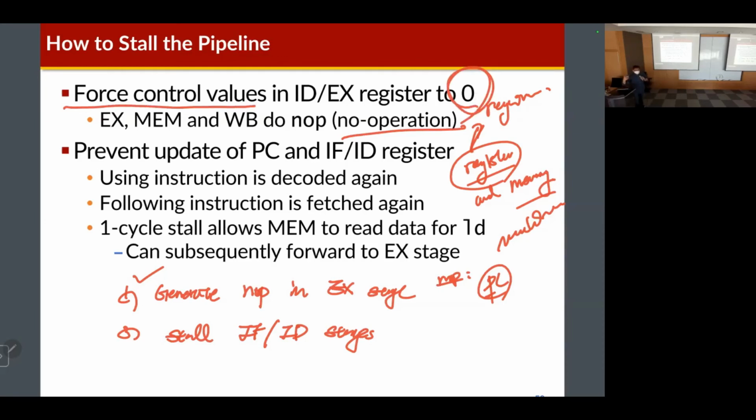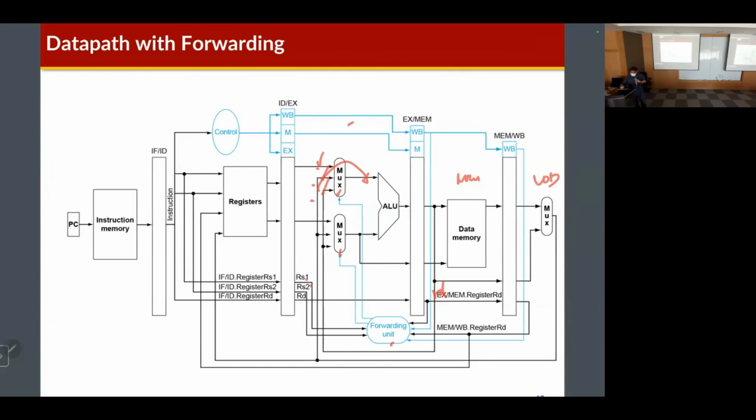Then how can you force zeros to the EX stage? In the pipeline control unit, the control signals are generated in the ID stage, and then these control signals are propagated to the EX stage by the ID/EX pipeline registers. If we force zeros for these pipeline control signals, then EX becomes a NOP. So you can force zeros to the ID/EX pipeline registers for control signals, and we can generate a NOP.